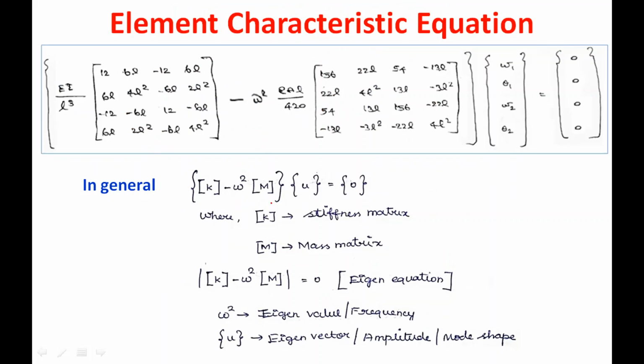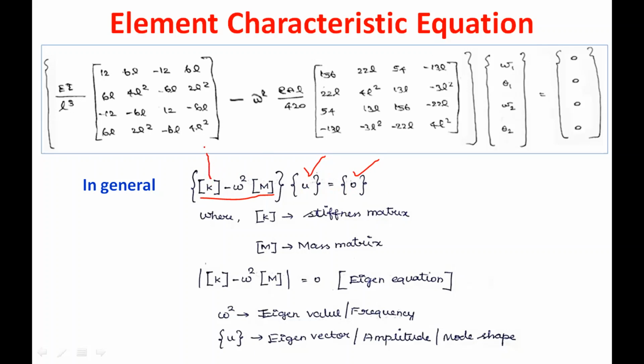If you see the general format of the element characteristic equation of a vibration problem, it will be like this: K, the stiffness matrix, minus omega square multiplied with the mass matrix M, then the displacement matrix U. The right hand side is 0 because we are dealing with free vibration.